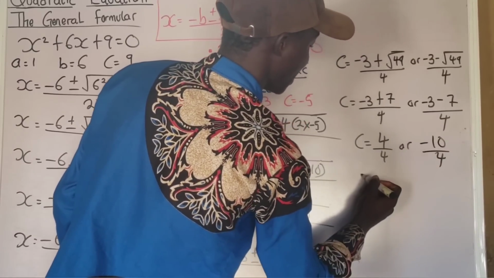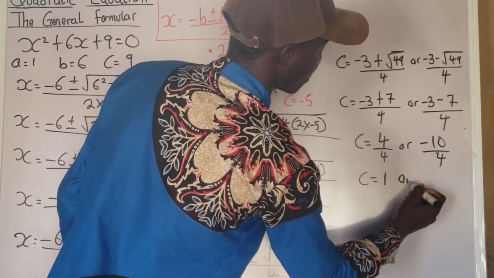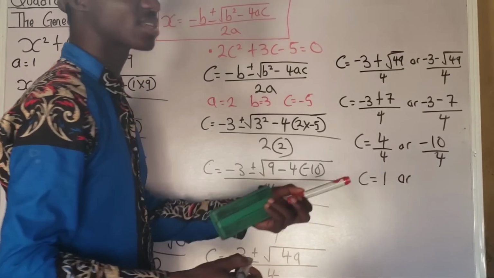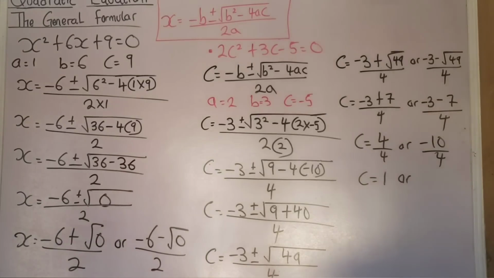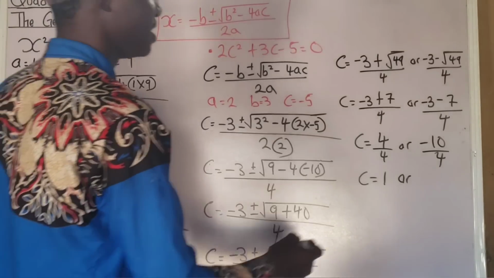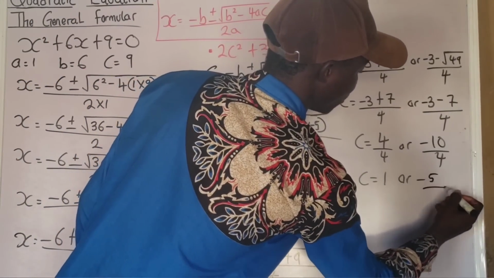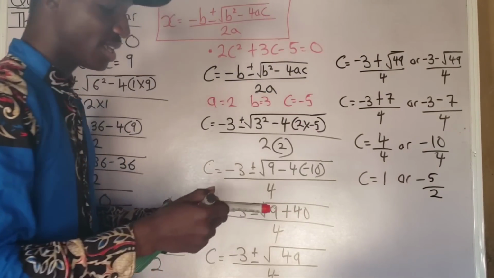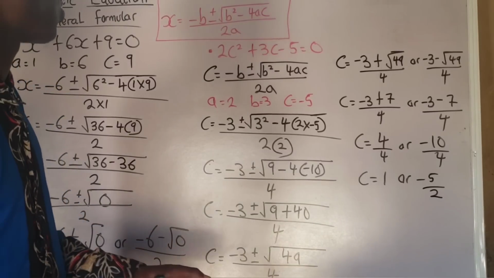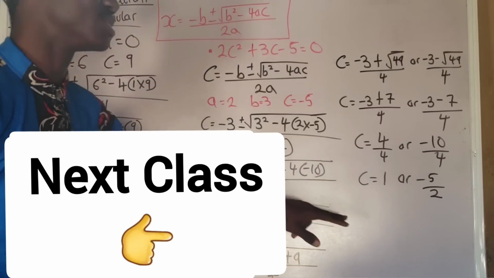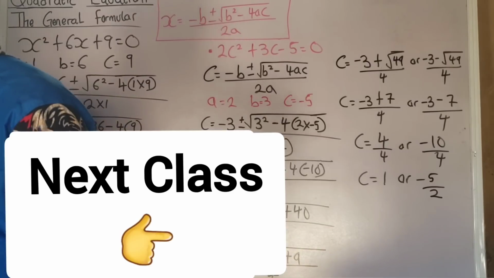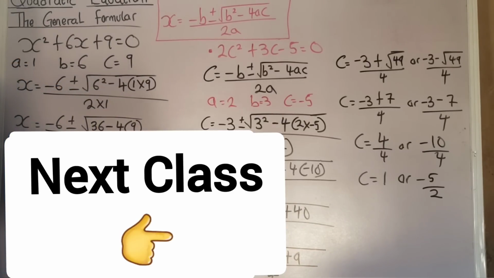You understand? So here C equals to 1, or you can reduce this as well. What can go into both negative 10 and 4? That will be 2. You understand? So negative 10 divided by 2, that will be what? Negative 5. So here I'm going to have negative 5 all over 2. You understand? So the value of C in the quadratic equation 2C squared plus 3C minus 5 is what? C equals to 1 or negative 5 all over 2.